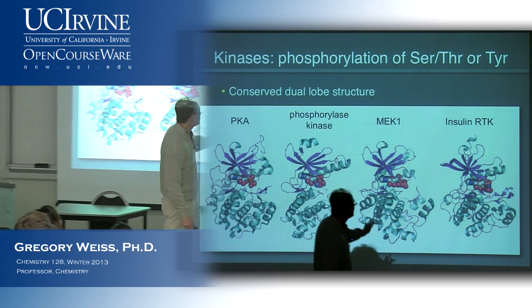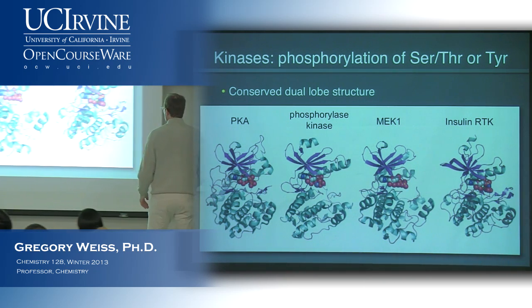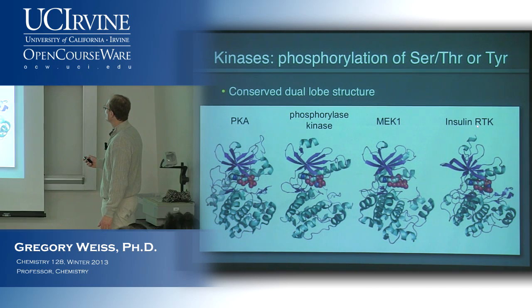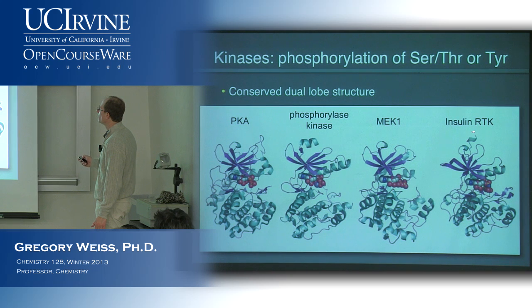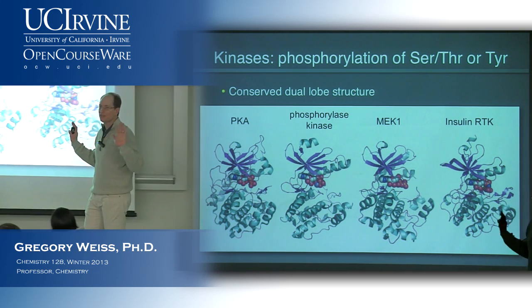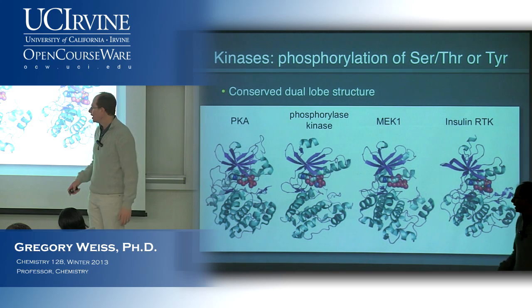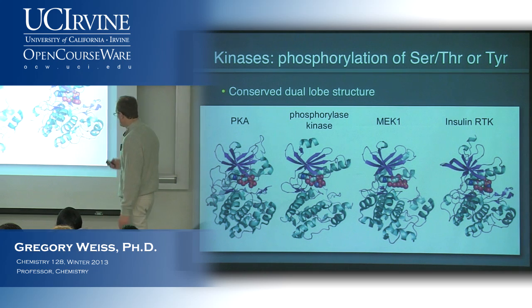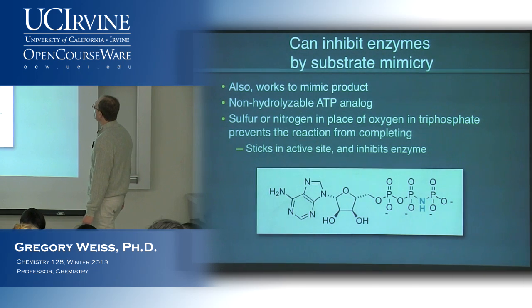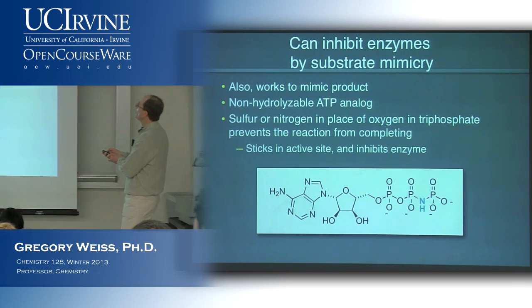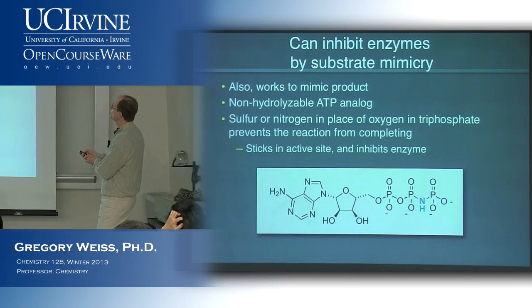So again, notice that these have a conserved dual lobe structure, even though these have widely disparate activities. This is everything from a receptor tyrosine kinase over here to protein kinase over here. These do have very different activities. They phosphorylate different targets. And yet, on the other hand, they all evolved to have very similar structures. Now, this class of enzymes, like all enzymes, can be inhibited by substrates, pseudo-substrates, that mimic the real substrate.